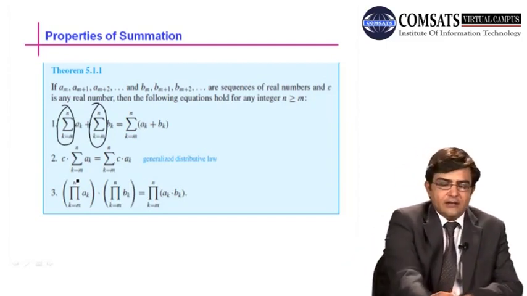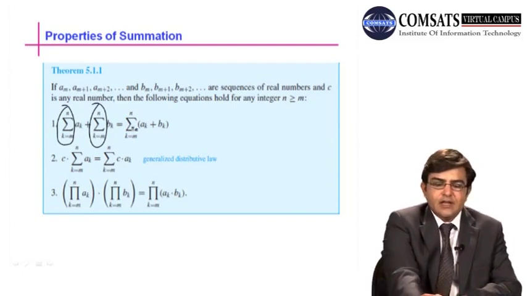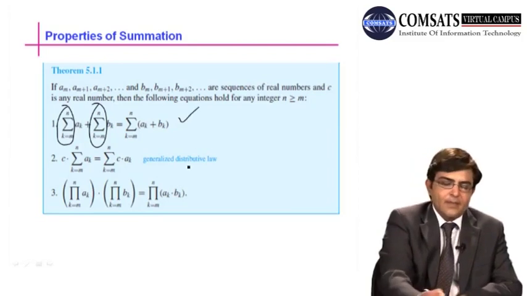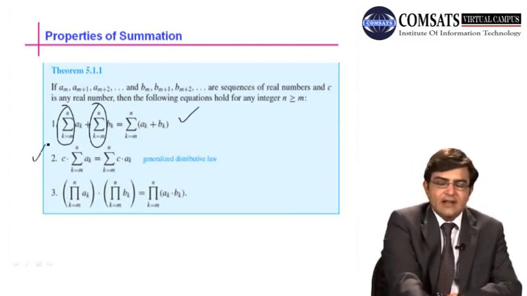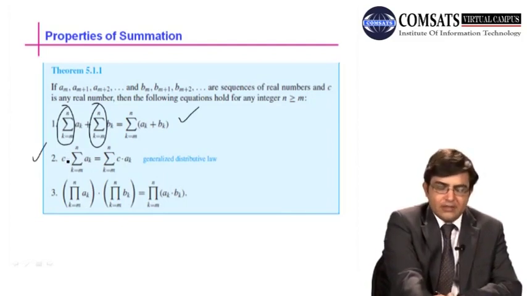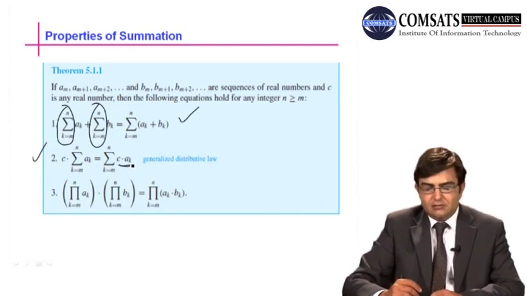Then we can take out the summation here. So we can define the summation like this. This is the first property. The second property tells us that if we multiply some constant by the summation, then we can multiply this constant with each term of this summation.